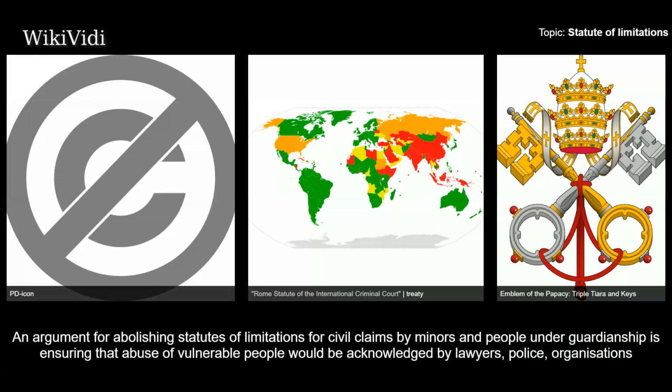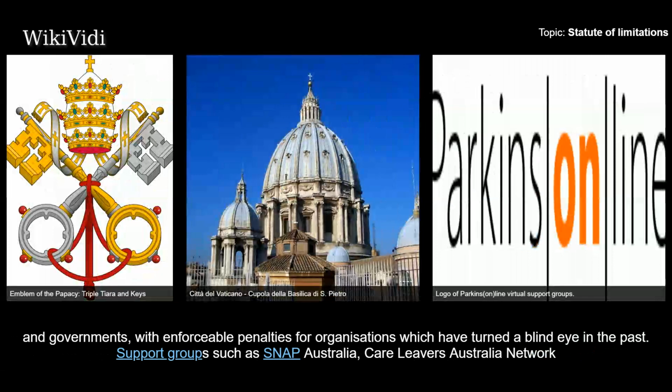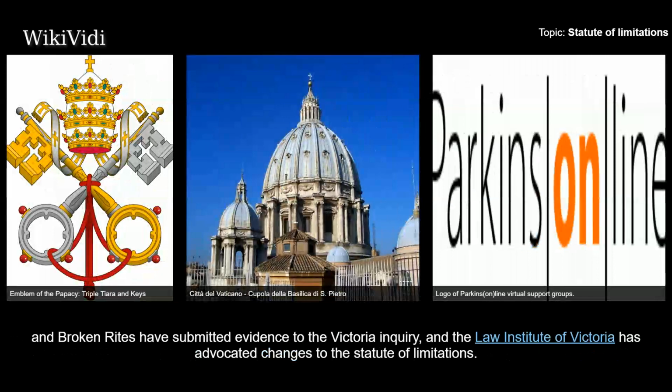An argument for abolishing statutes of limitations for civil claims by minors and people under guardianship is ensuring that abuse of vulnerable people would be acknowledged by lawyers, police, organizations, and governments, with enforceable penalties for organizations which have turned a blind eye in the past. Support groups such as SNAP Australia, Care Leavers Australia Network, and Broken Rights have submitted evidence to the Victoria Inquiry, and the Law Institute of Victoria has advocated changes to the Statute of Limitations.